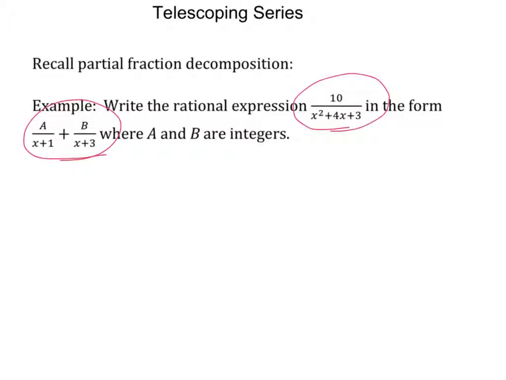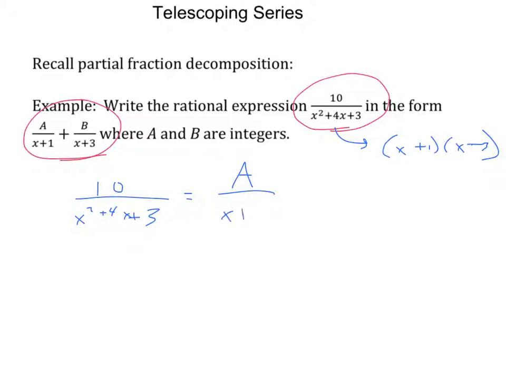So go ahead and try that on your own. Make sure you remember how to do it. If you don't remember how to do it, then watch through it here. The way we do it is we factor the denominator. We recognize the denominator factors as x plus 1 times x plus 3. Then we say that 10 over x squared plus 4x plus 3 can be written as something over x plus 1 plus something else over x plus 3.